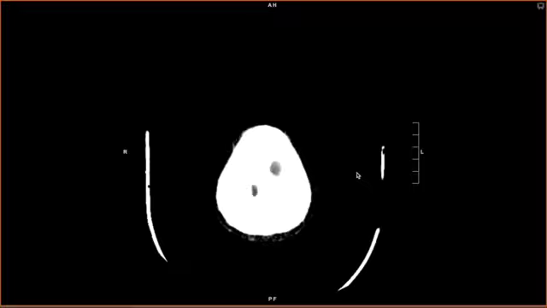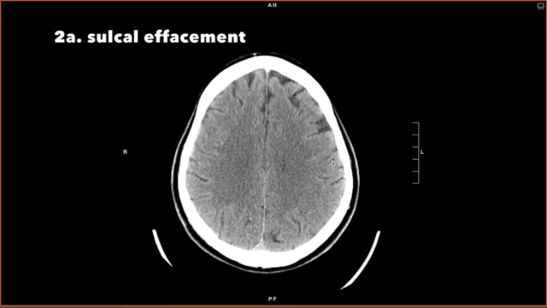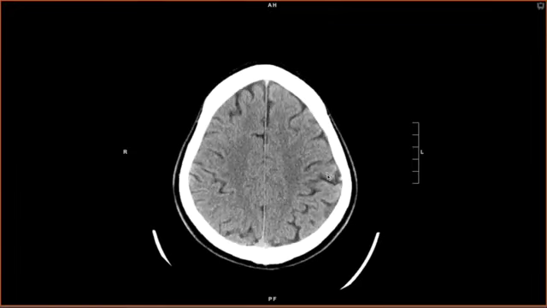Next, my first of 3 starred pathologies is looking for mass effect. So as you take your first few scrolls down, you're looking at the sulci bilaterally and comparing them. You're looking for any sulcal effacement. And there is no significant sulcal effacement here.